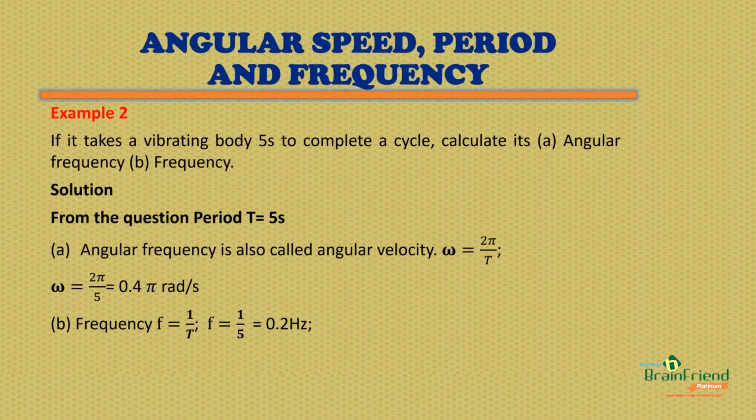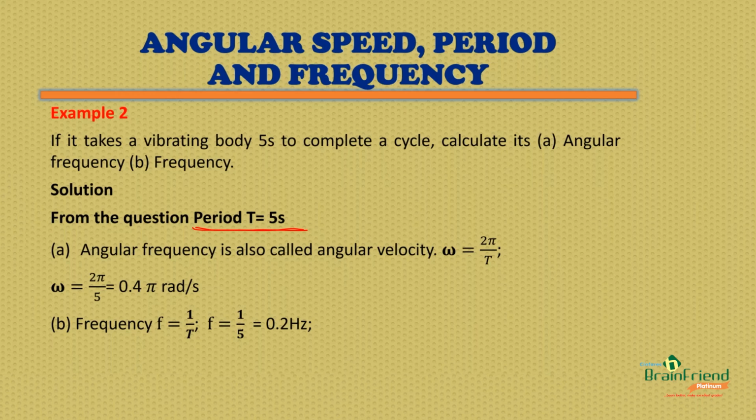Example 2. If it takes a body 5 seconds to complete a cycle, calculate its A, angular frequency, B, frequency. Solution. From the question, we are given period t as 5 seconds. This is because from the question, the time taken to complete one cycle, that is the period, is equal to 5 seconds. We are to solve for angular frequency and then frequency.